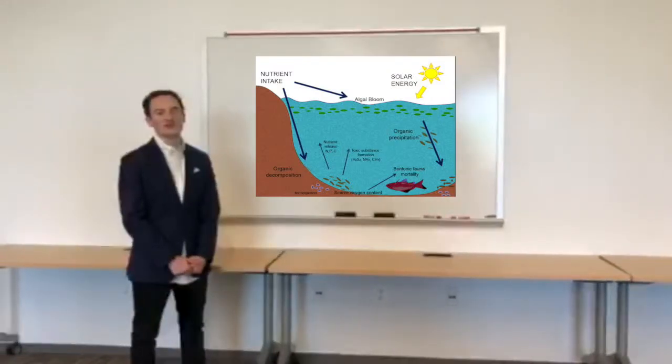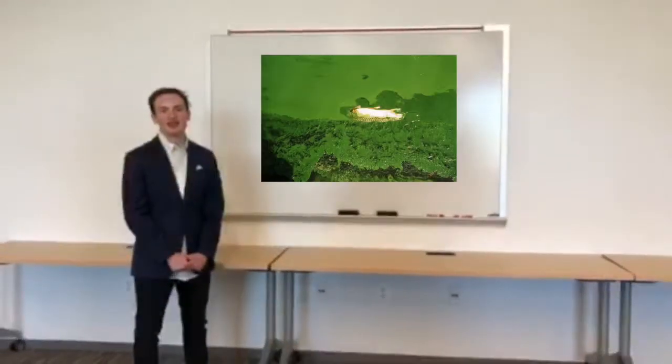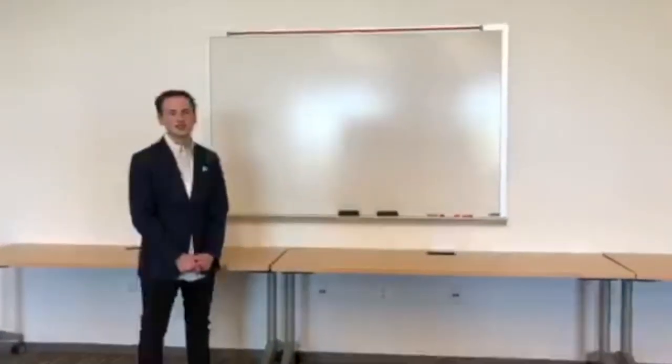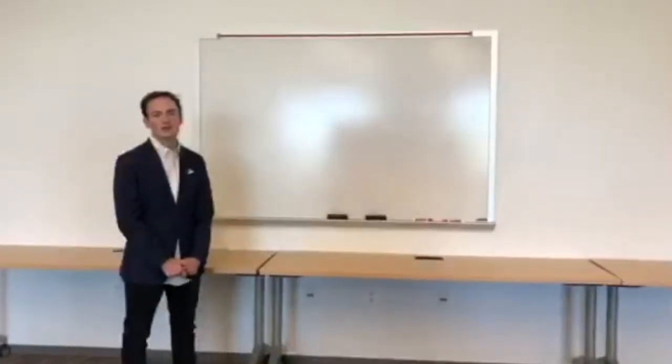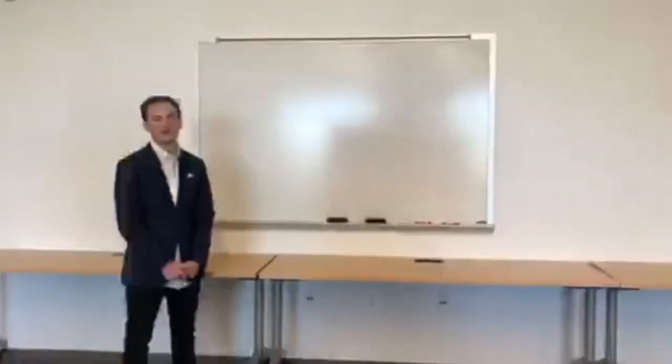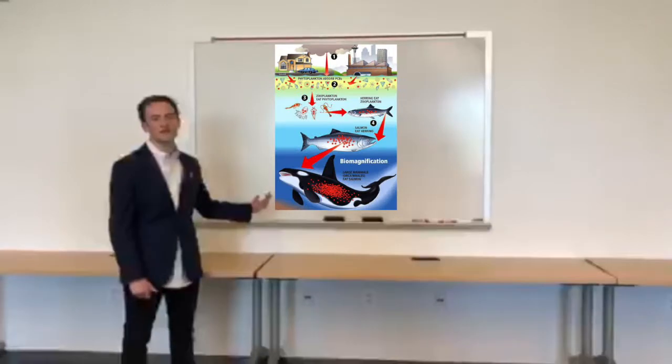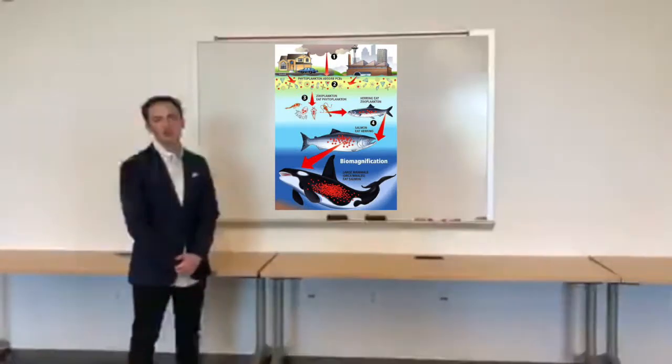Eutrophication is the dense growth of algae on the water's surface caused by an excess of nutrients polluting the water. This results in the death of plants beneath the water surface as they aren't able to receive the sunlight necessary to perform photosynthesis. Another negative effect of water pollution is biomagnification, also known as bioaccumulation.